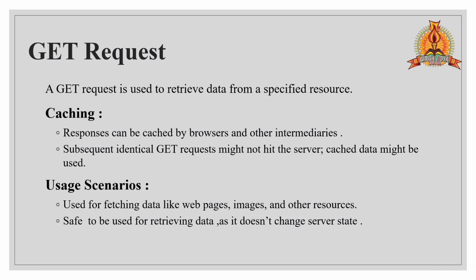Other resources are like XML, JSON. It is safe to use for retrieving data as it does not change the server state. For example, I am a person from Karnataka and the other person is from another state. If I don't change that person, it is safe to share my information with him, and it is safe to retrieve data from it also.